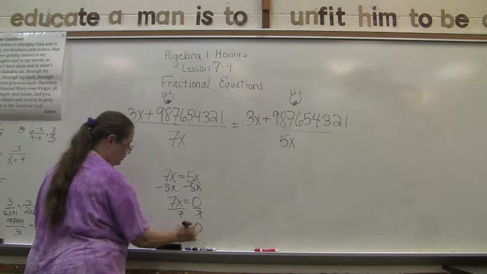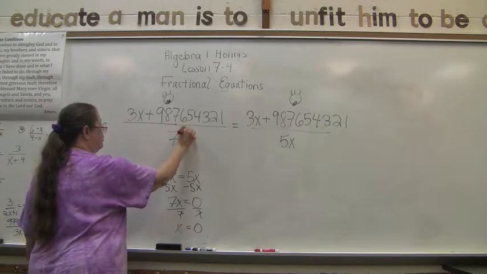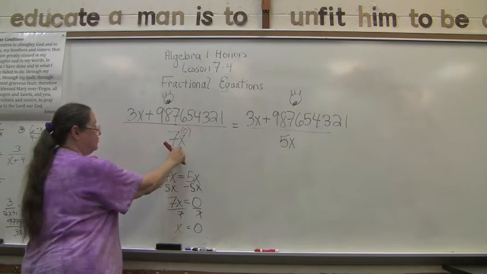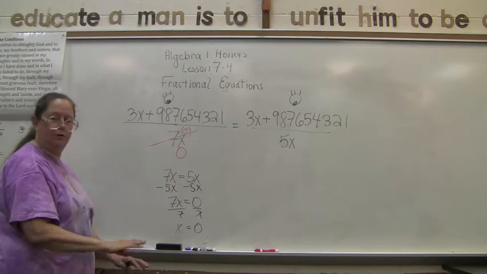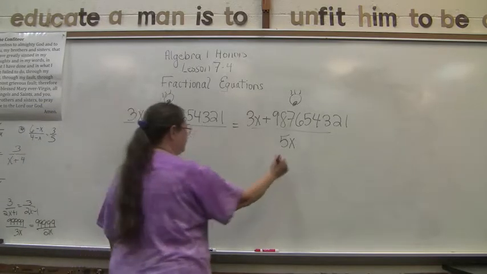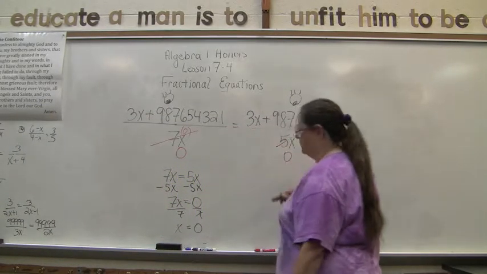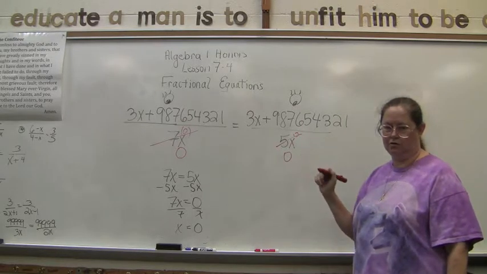X equals 0. What happens if I put in a 0? I put a 0 here. Oh dear. 7 times 0 gives me a 0 in the denominator. That's a no-no. That's a buyer beware clause. No, no, no. Put a 0 in over here, I'm going to get the same thing. I'm going to get a 0 there. So there's no solution to this one.